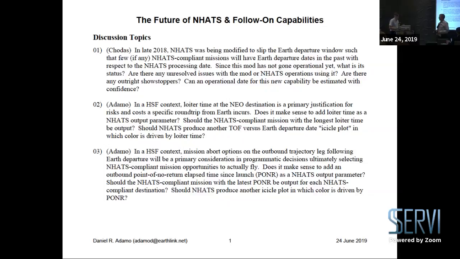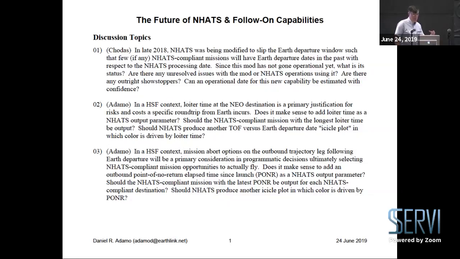And Dan Mazanek has already touched on one of these questions, but I'll get to that. So number two, in response to what I presented in the last SBAG on this NHATS checker utility, in a human spaceflight context, loiter time at the NEO destination is a primary justification for risks and costs a specific round trip from Earth incurs. Does it make sense to add loiter time as a NHATS output parameter?